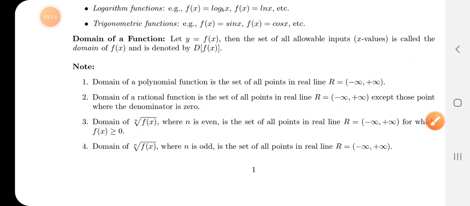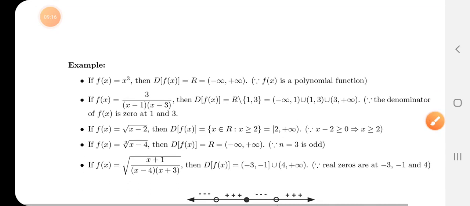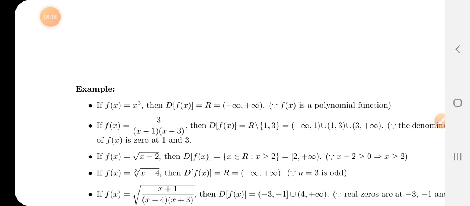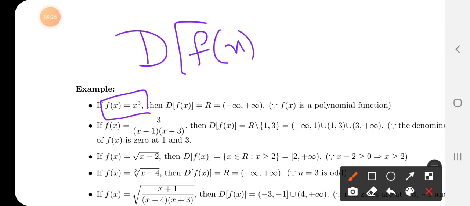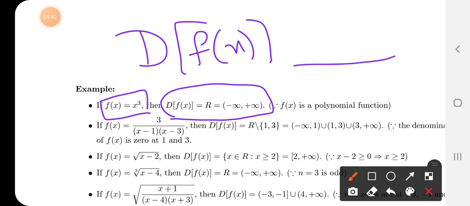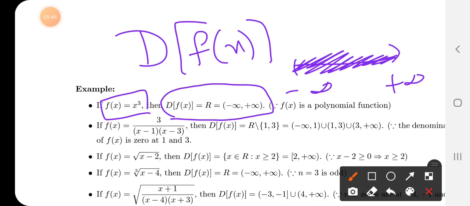And in the examples you will see how to find the domain. For example, in the first example, if you see this, and this is the notation for domain. D for domain of f of x means the domain of f of x. Here you see that f of x is equal to x cubed, which is a polynomial, and we know by that note that the domain of a polynomial is the set of all the real line. So we can write it from negative infinity to plus infinity, meaning this whole real line is our domain. We can pick a point from this whole line anywhere.